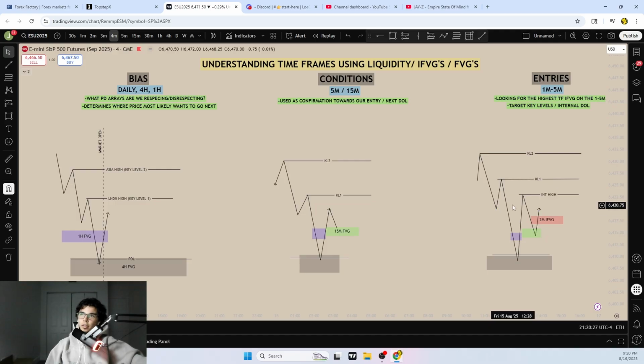I'm looking for an entry. And how do we know what is a valid entry? Well, we're looking for the highest time frame inversion on the 1 through 5 minute. And what are we doing? Well, we're going to target key levels and internal draws on liquidity after we enter.